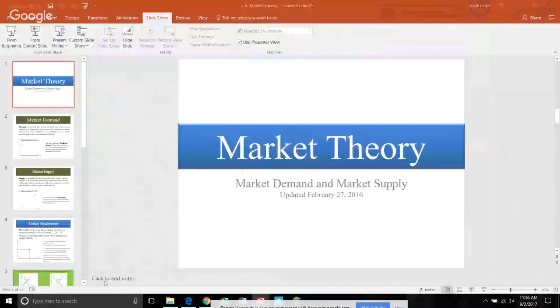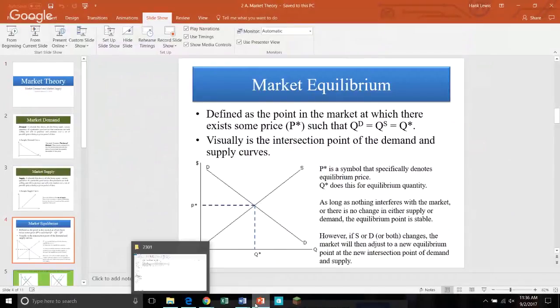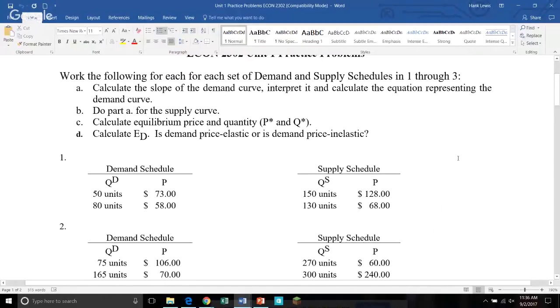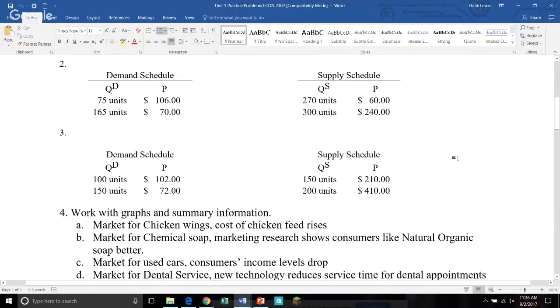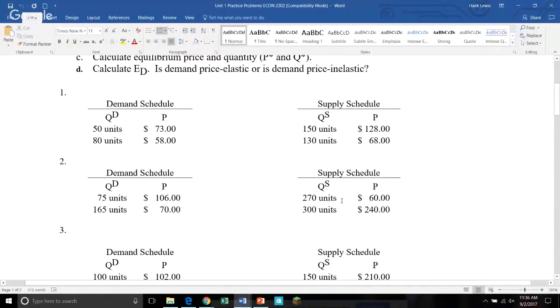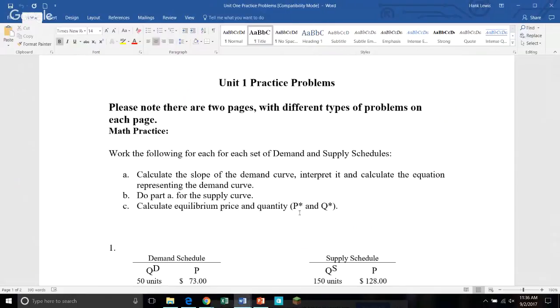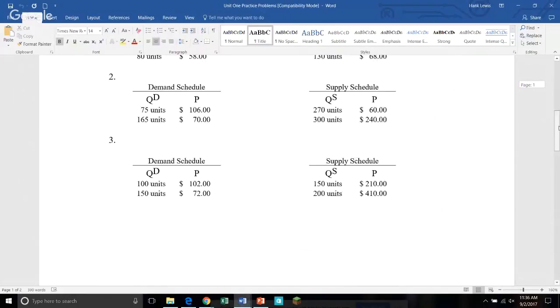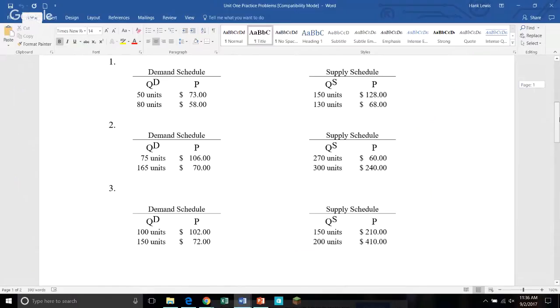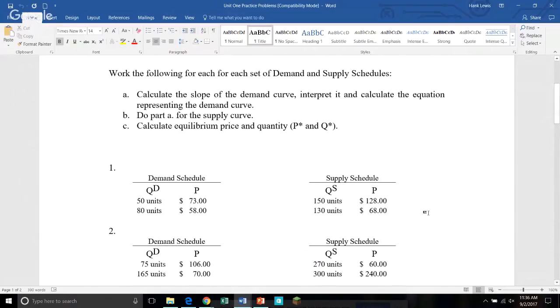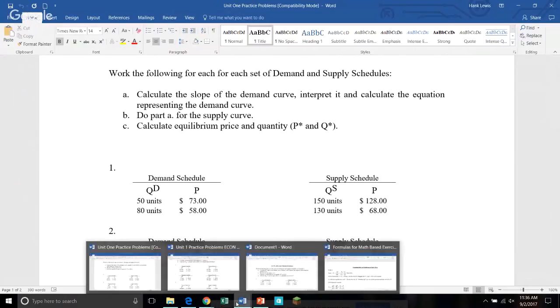And so we're going to go over here and take a look at some of the practice problems. For the 2302 class, the very first three problems are all supply and demand curve math problems, and they also include a part D that is not in the macro class. Similarly, in the macro 2301 problems, the first three problems are the same three math problems where we've got demand and supply schedules. It's just that they don't have the part D. And so in this video we're going to work problem number 1 on both of these. And as we do, I'm going to introduce the formulas.